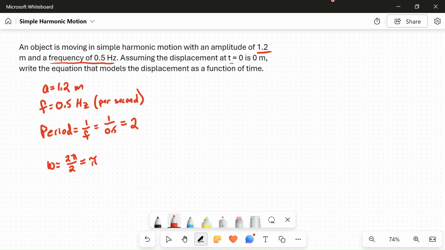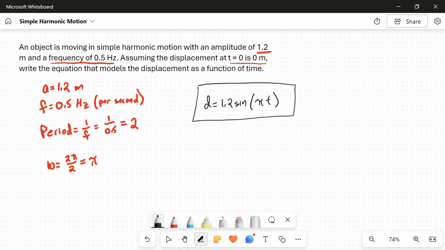We're told that its initial displacement at t equals 0 is 0 meters. So that means we're going to deal with the sine equation. So the displacement d is equal to 1.2 sine of pi t. Okay, so that is the function that describes a harmonic motion where the amplitude is 1.2 meters. The period is 2 seconds because the omega value is pi, and it's sine because we're starting at the middle. We're starting at 0.